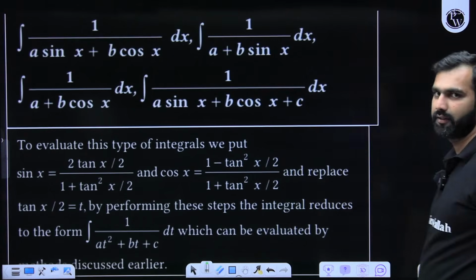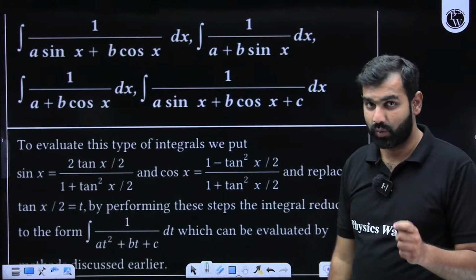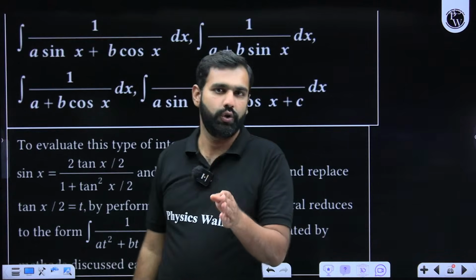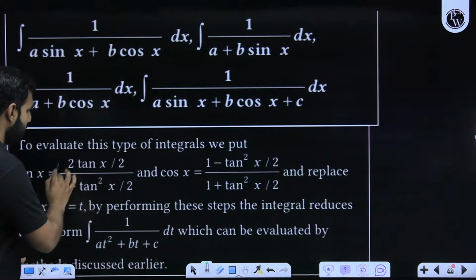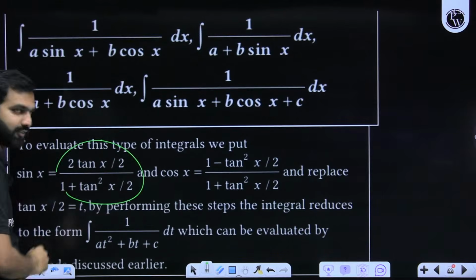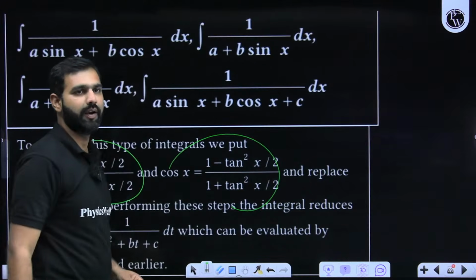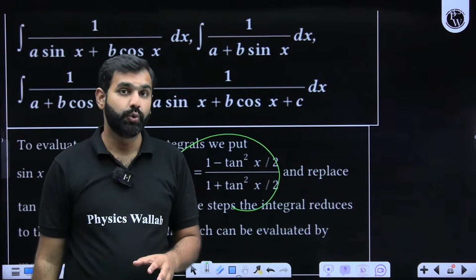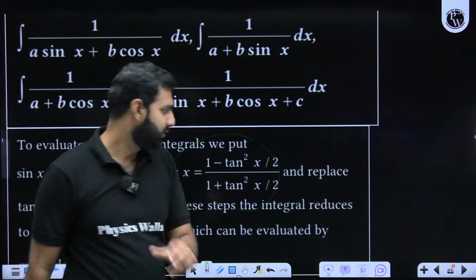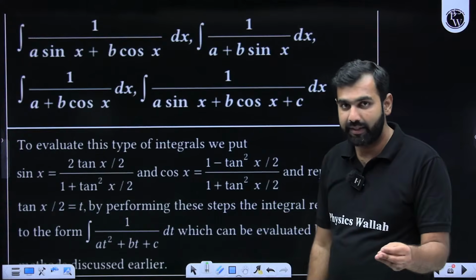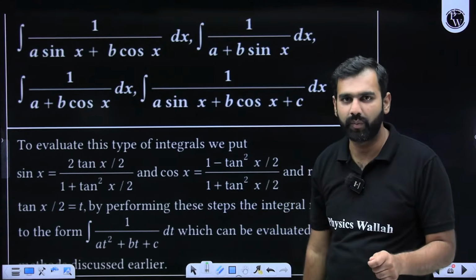This category of integrals. In the last category of integrals, what did we see? Power 2 was there. Here they are linear. So all you have to do is replace sin x by 2 tan x by 2 upon 1 plus tan square x by 2, and cos x by 1 minus tan square x by 2 upon 1 plus tan square x by 2. Once you do that, you will see terms in tan x, basically tan square x. When you replace tan square x by t, sec square x dx will be visible in the numerator.